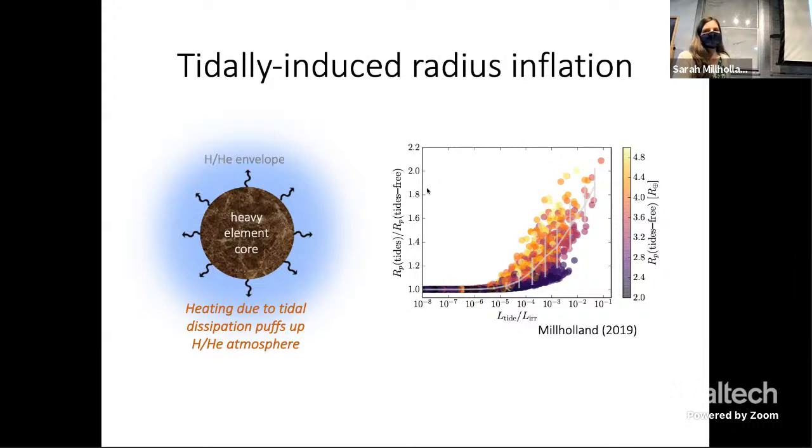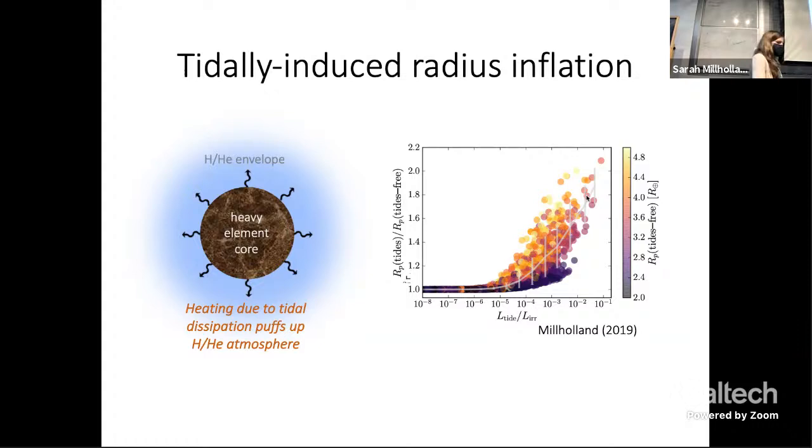So here on the right, I'm showing a plot of the tidal inflation of a Monte Carlo collection of simulated planets. On the y-axis, I'm showing the ratio of the radius in the case where we turn tides on, where we account for the effects of tides, as a ratio with respect to the radius of the planet in the tides-free case. And I'm plotting this as a function of the ratio of the tidal luminosity with respect to the incident stellar power.